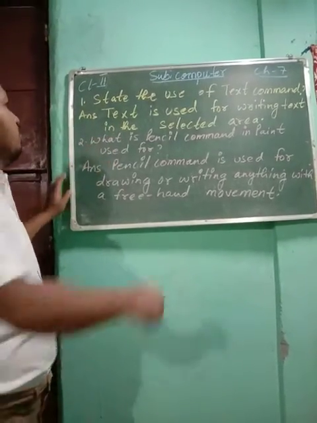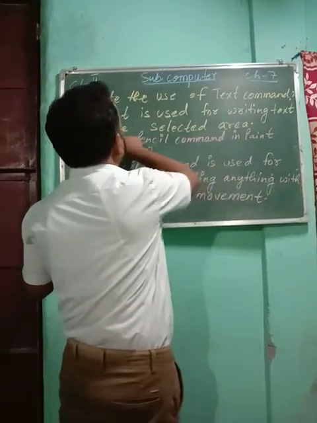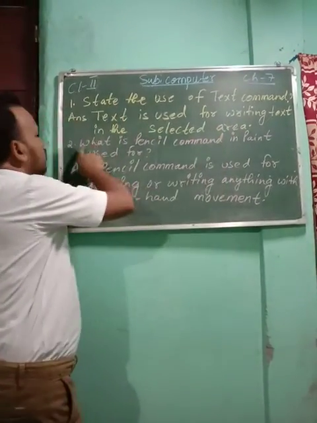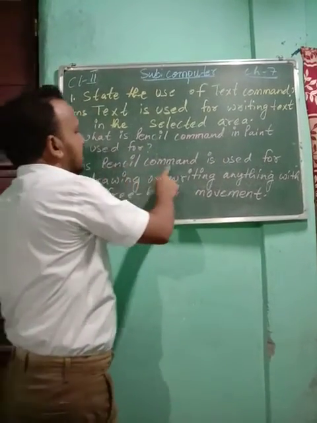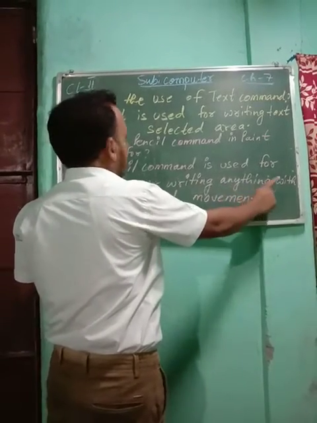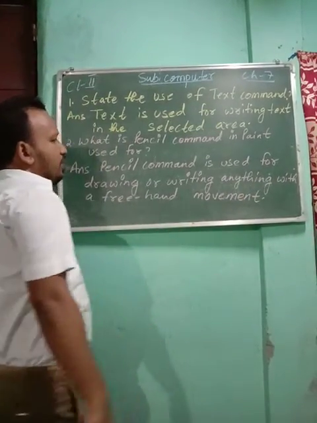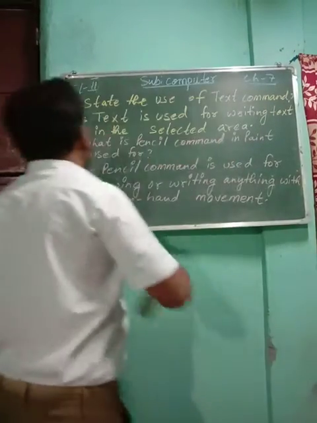Once more I am reading 1. What is the use of text command? Text is used for writing text in the selected area. Number 2, what is pencil command in Paint used for? Pencil command is used for drawing or writing anything with a freehand movement. So this is question 1 and 2. Now we are going to do the other questions.